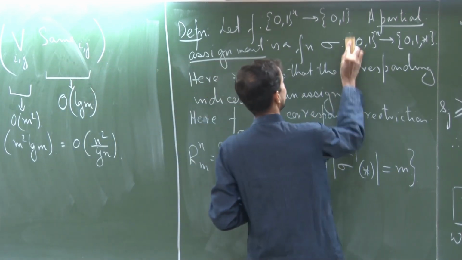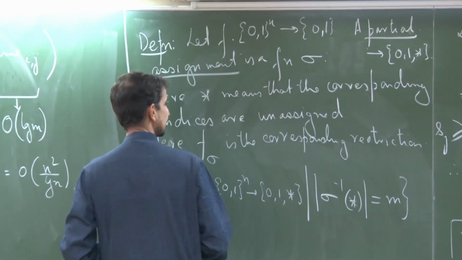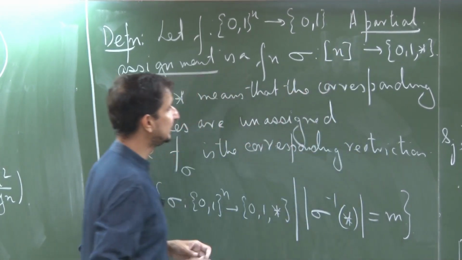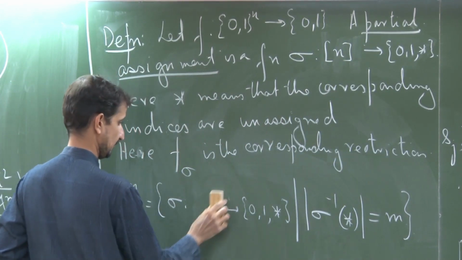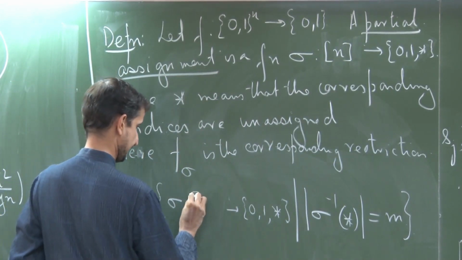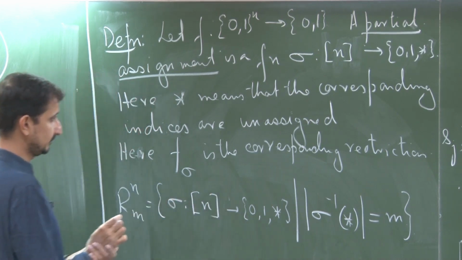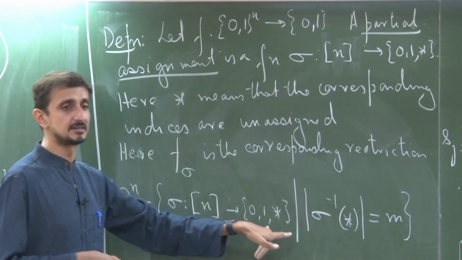So this is not the correct way to write it. We should write sigma from this set to 0, 1, star. I think I had a mistake, so it should be from [n] to 0, 1, star.